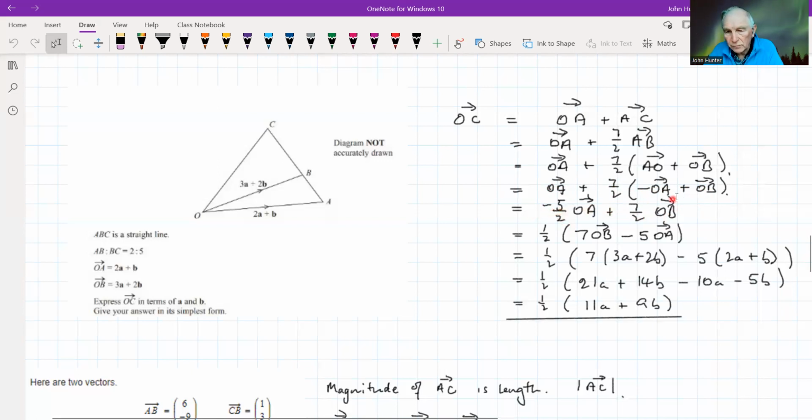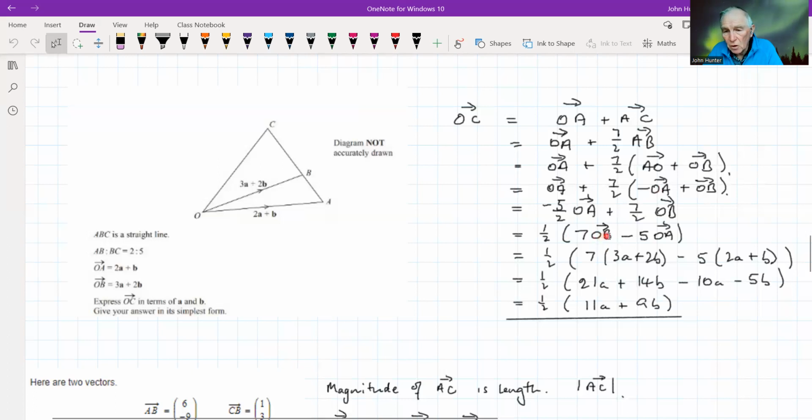We can rewrite that if we group our OAs together: minus 5/2 OA plus 7/2 OB, which we could write as that if we factorize out the half. And at this point, I think it's generally good practice to work in this line segment form until as late as possible, until you have to actually substitute in your algebraic values, because it's easy to work with.